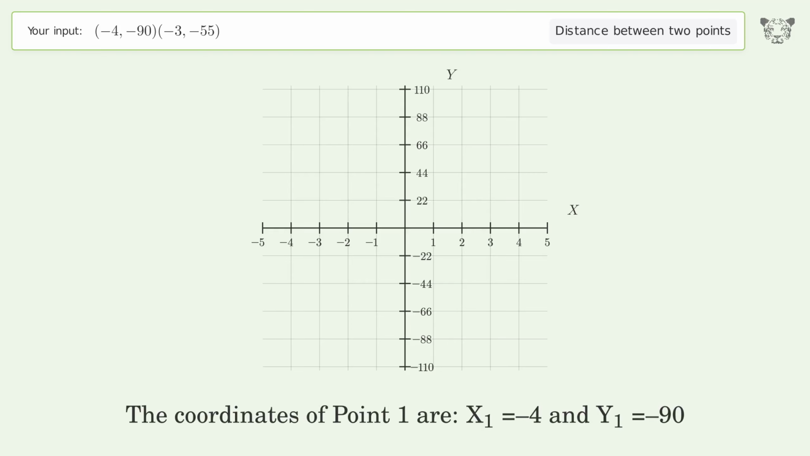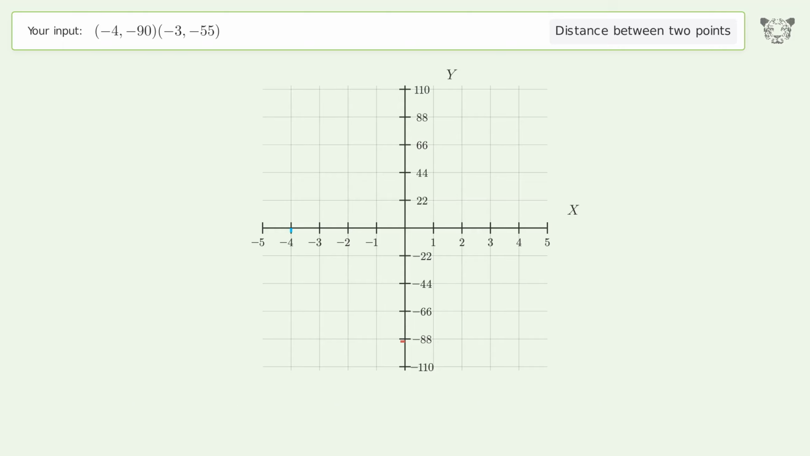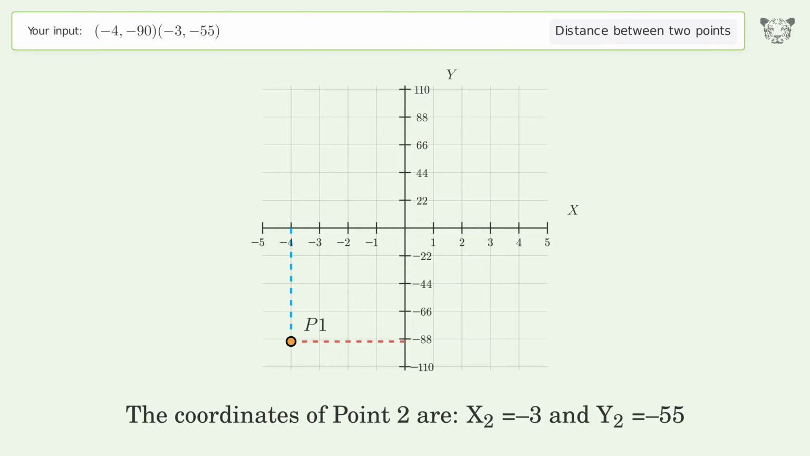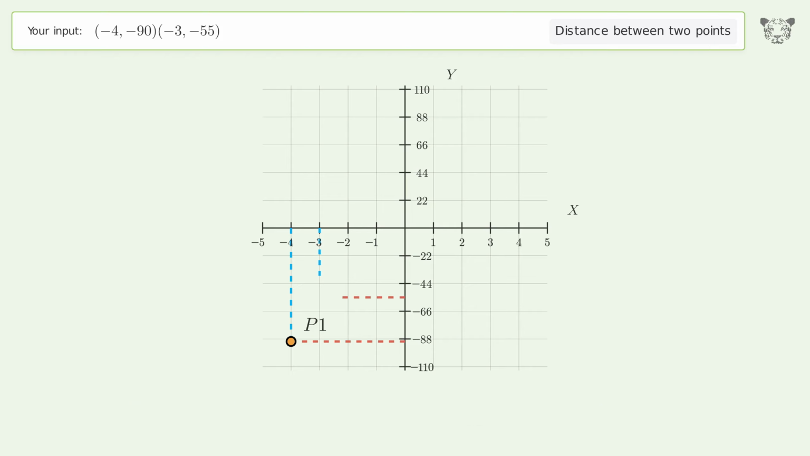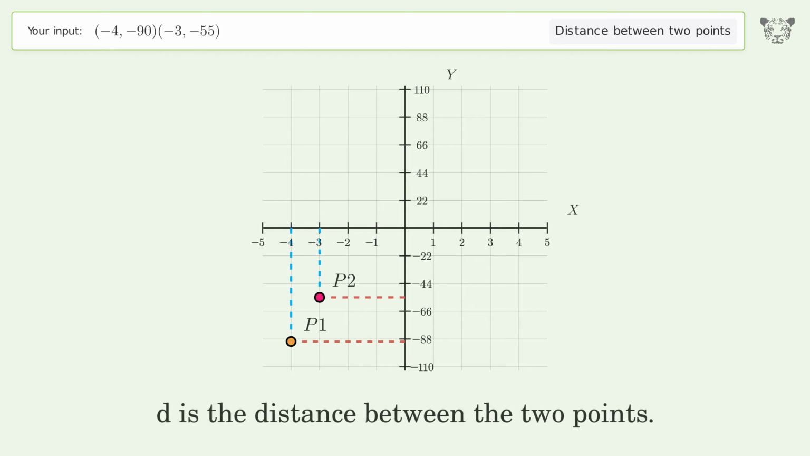The coordinates of point 1 are x1 equals -4 and y1 equals -90. The coordinates of point 2 are x2 equals -3 and y2 equals -55. D is the distance between the 2 points.